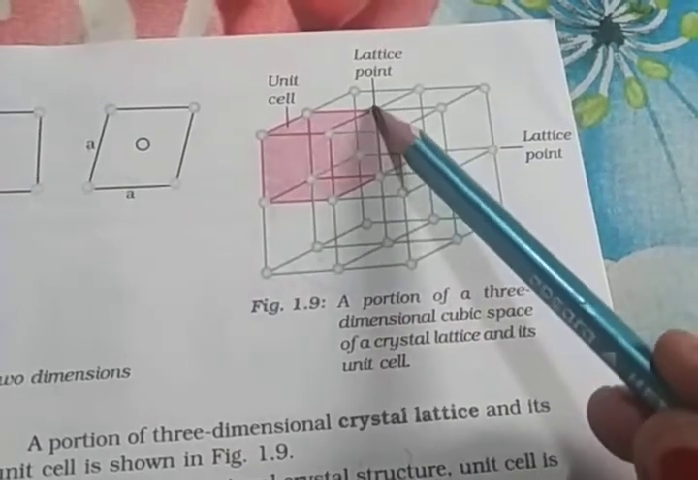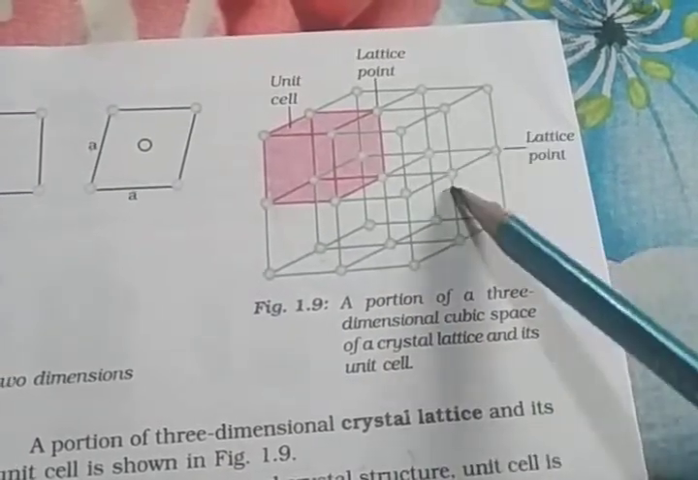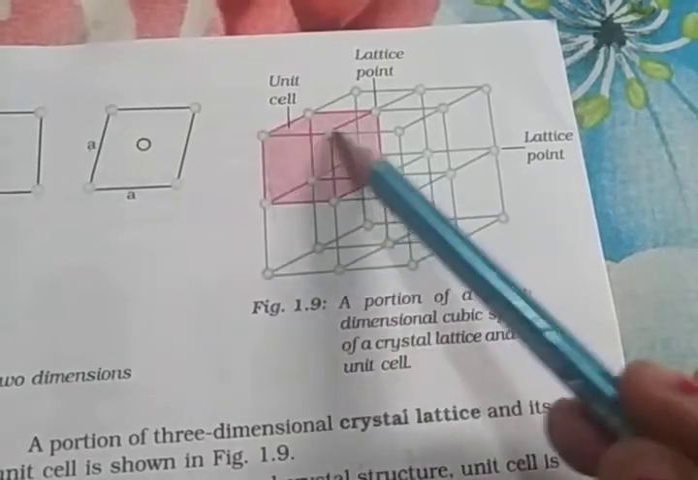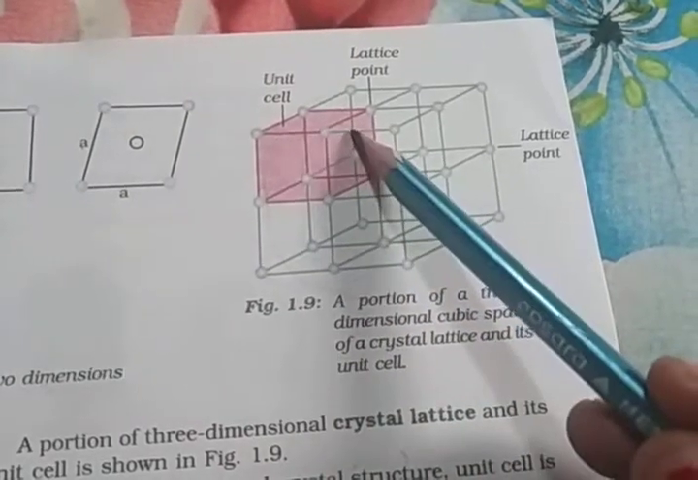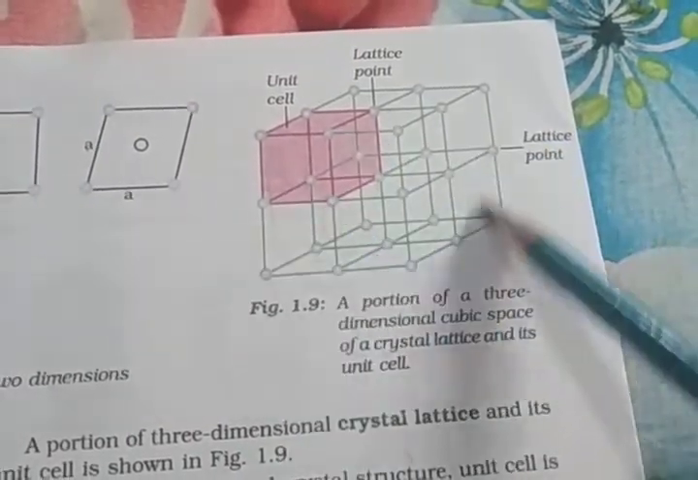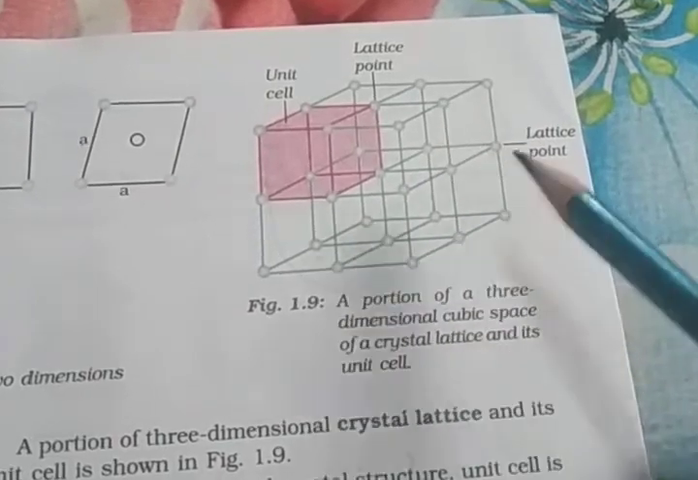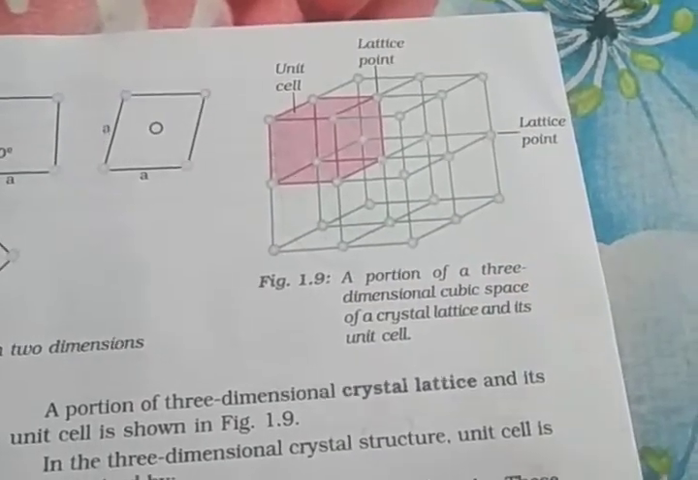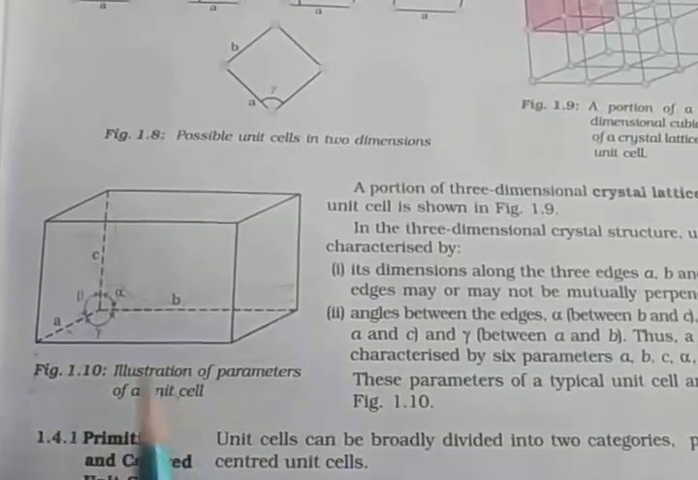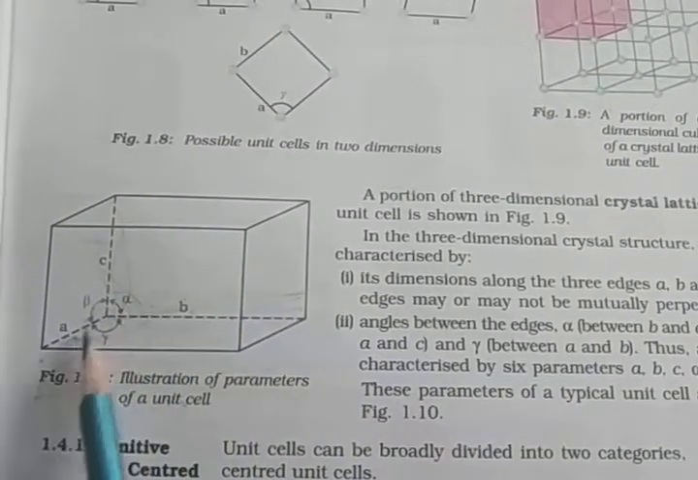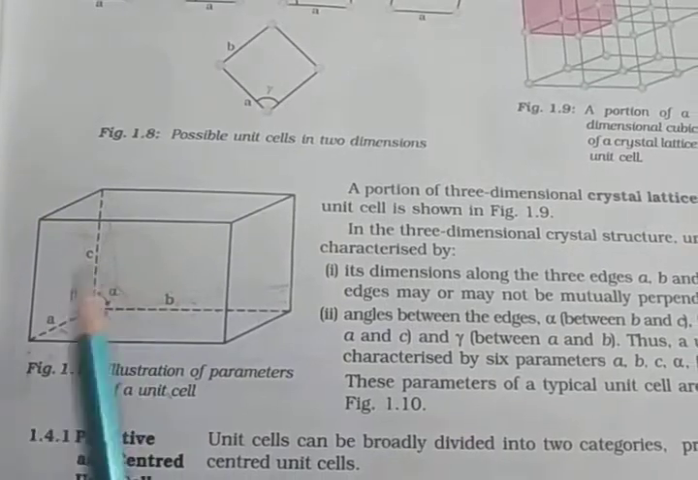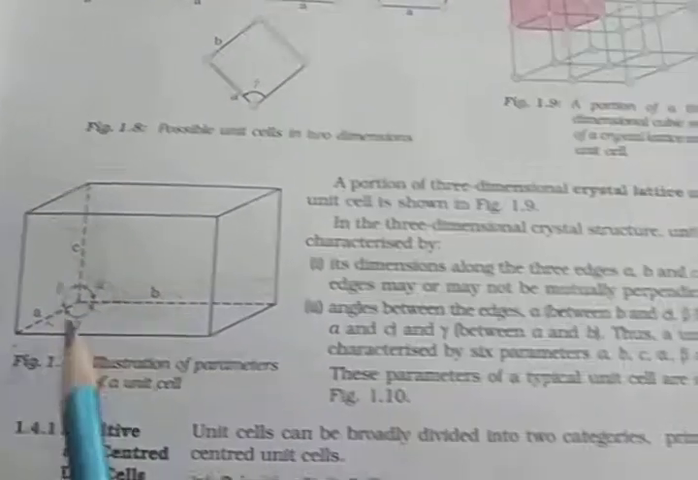This is a lattice point, lattice point, lattice point, and this is one cube form. It is a unit cell. So this is a portion of a 3D cubic space of a crystal lattice and its unit cell. A single unit cell is represented this way, and the parameters are also the lengths a, b, c and the angles alpha, beta, gamma.